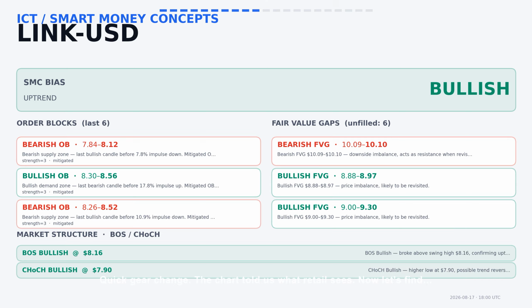Price tends to revisit these imbalances. Most importantly, we just had a bullish move at $7.90, a key structural signal that smart money traders watch closely.